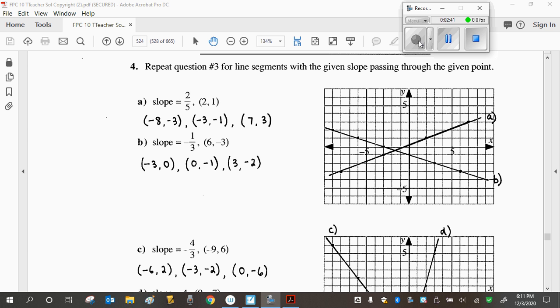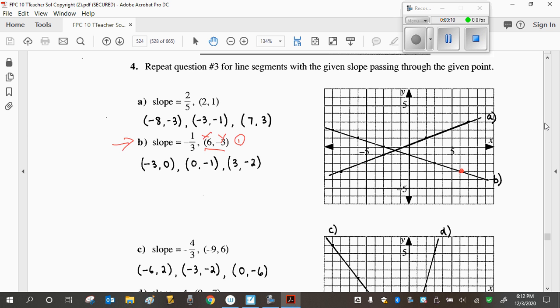Okay, let's correct homework on page 5. This is it right here. I'm just going to go over one question in 4, A or B. I guess we'll go B because it's a negative slope. So first we have to plot 6 to the right and 3 down. That's the first thing you do. Number 1 is plot that point, and there it is.